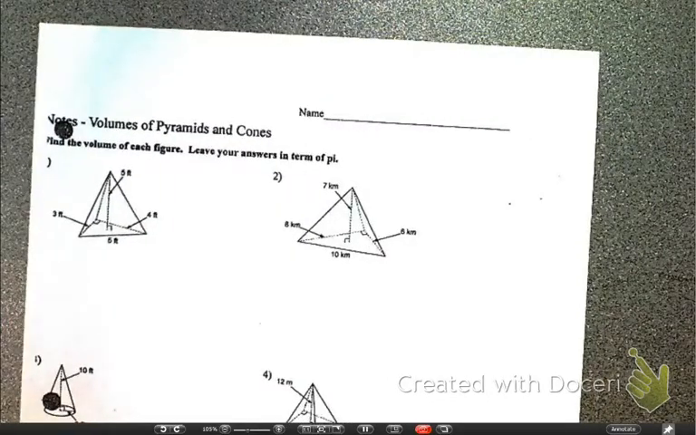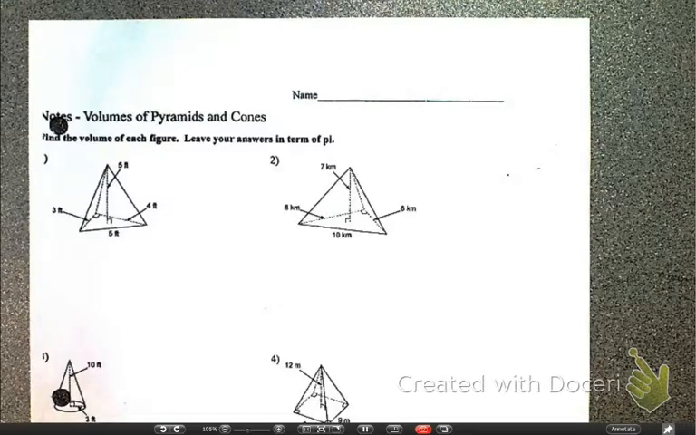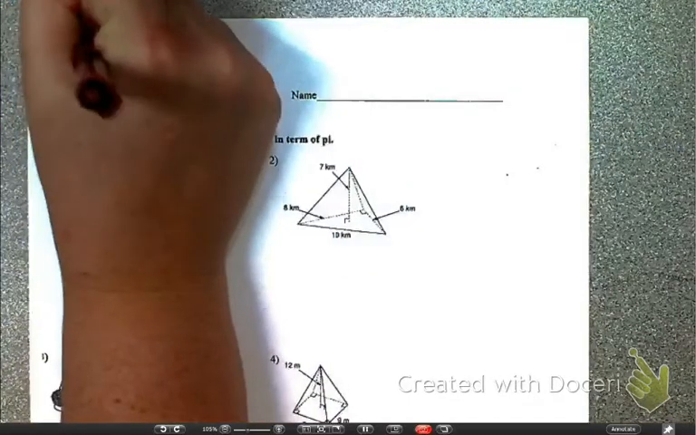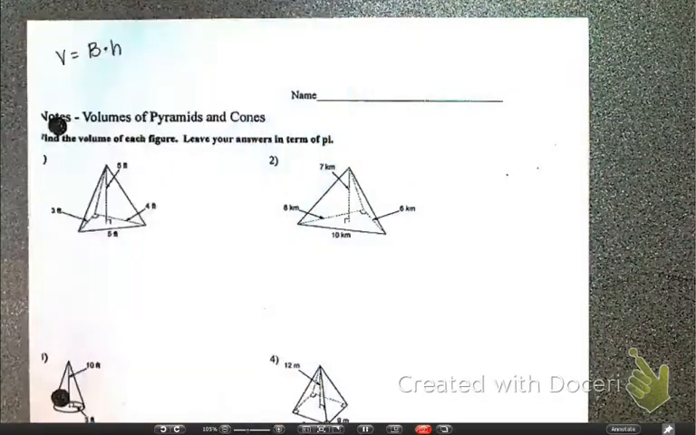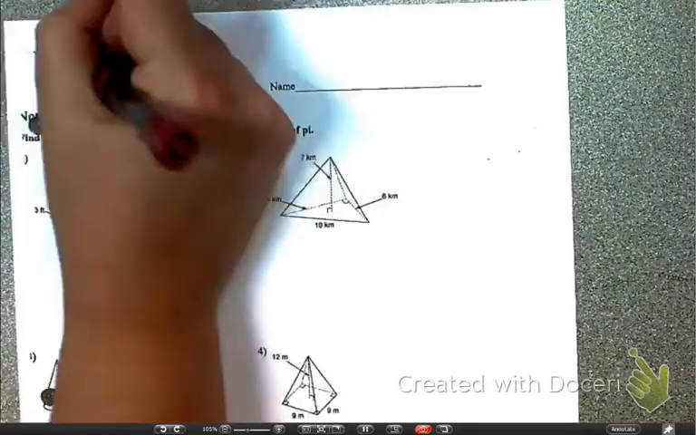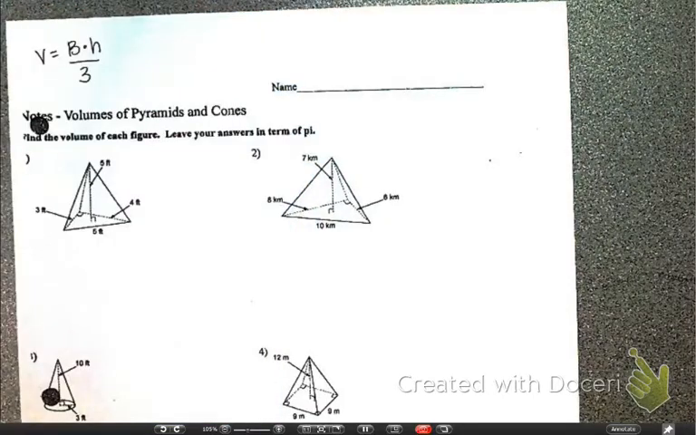Okay. Who thinks they have a general formula for volume of pyramids and cones? Go ahead. Base times height over 3. General formula: base area times height. Base area times height is for prisms and cylinders, but it took 3 of the cones and pyramids to fill it, so divided by 3 is correct.